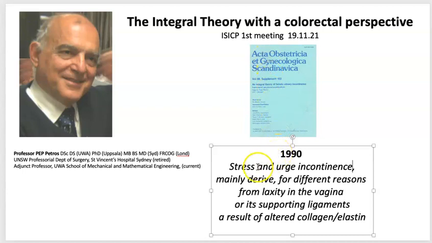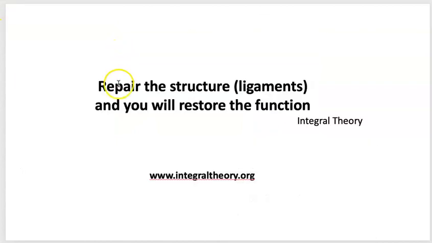which said that stress and urge incontinence mainly derive, for different reasons, from laxity in the vagina or its supporting ligaments, a result of an altered collagen. In one word, the integral theory is very simple. Repair the structure, the ligaments, and you will restore the function. That's it.